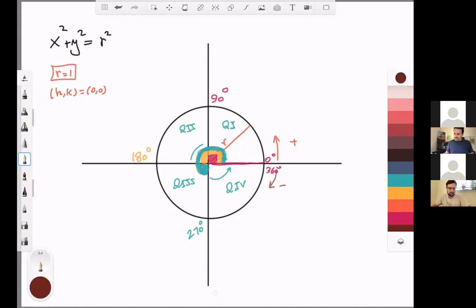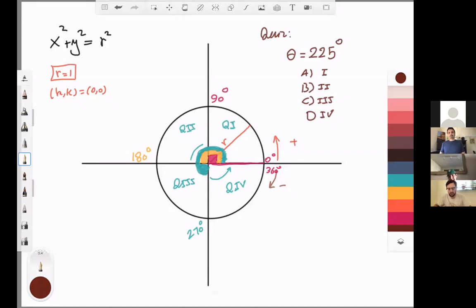One quiz for you guys. Theta equal to 225 degrees. Is this A, B, C, D? Is this in quadrant 1, quadrant 2, quadrant 3, or quadrant 4? C, 3. Quadrant 3 or C, very good. So C is correct.